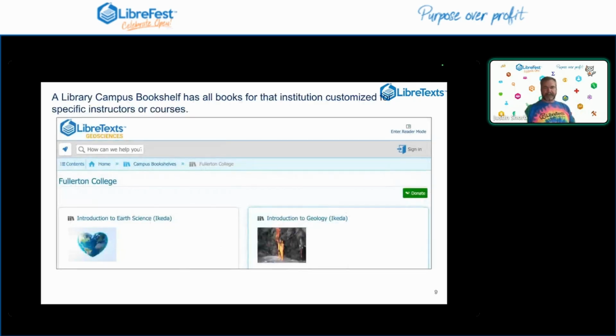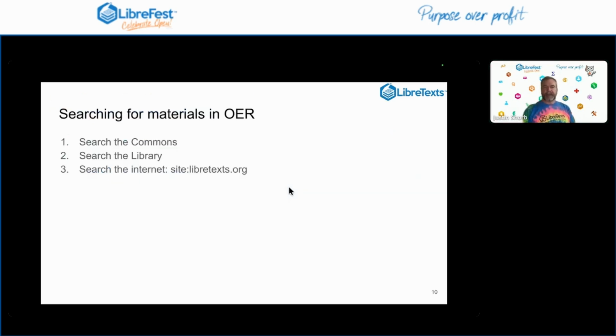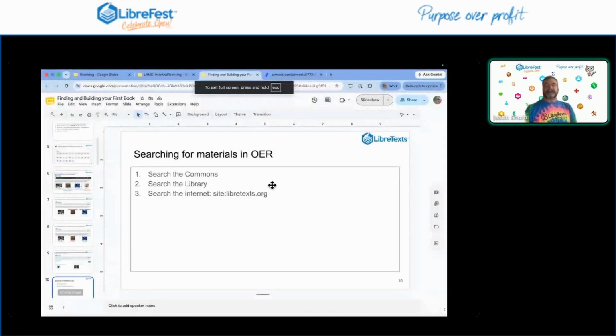For instance, here, this is what a campus bookshelf looks like for Fullerton College. It has their own books here, and this is both by Akeda here. So those specific books are in the Geosciences Library in the campus bookshelf for Fullerton College. Here's the books that are published by that professor for their 2 classes. All right, so let's look to see how you can search for things.